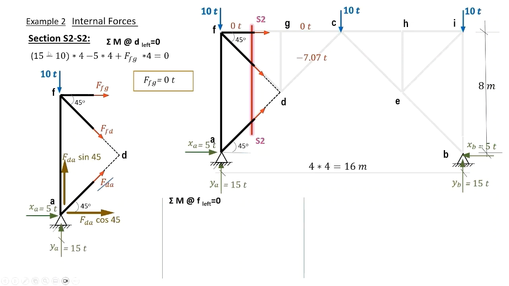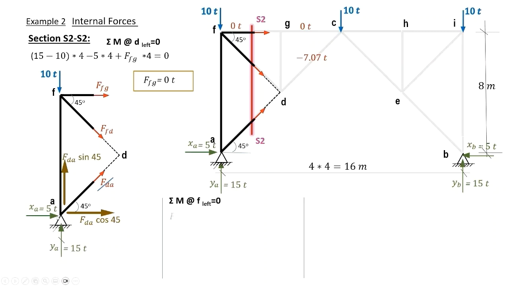Sigma moments about F equals 0. Of course, the forces in FD and FG are not computed as they pass through F, and we are left with the only internal force in DA to be the unknown. YA doesn't have an arm about F and is not considered in the equation.